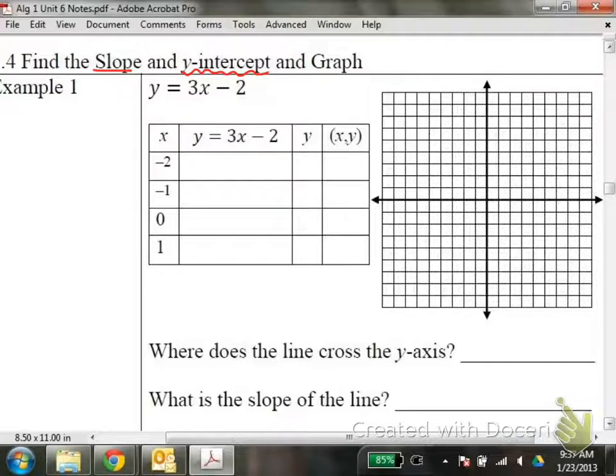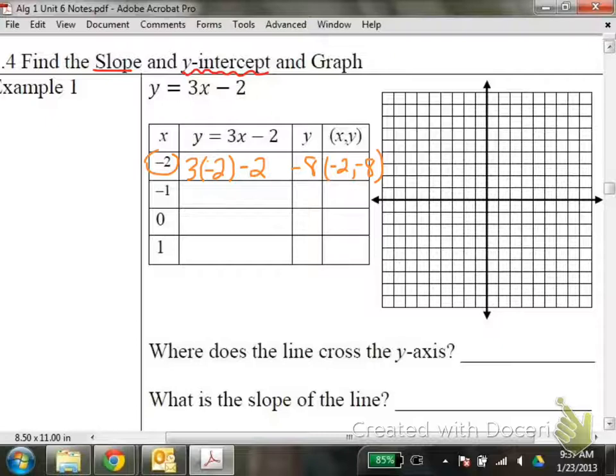So you guys should have finished filling out the chart. I'm going to fill it out really quickly. Remember, we just take the number and plug it in for x. So this is going to be 3 times negative 2 minus 2. What's 3 times negative 2? Negative 6. And negative 6 minus 2 gives me negative 8. So our point is negative 2, negative 8. I want you to graph that.